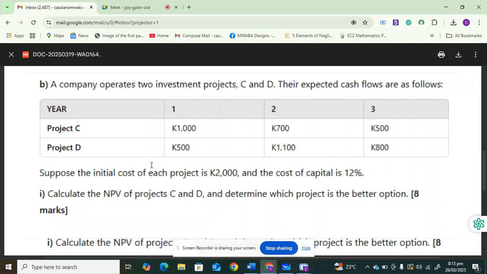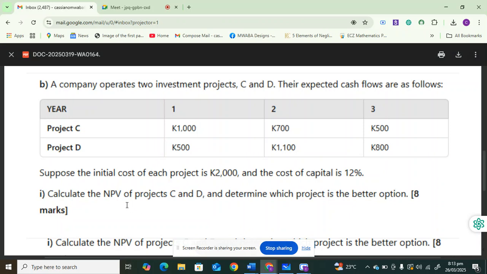Suppose the initial cost of each project is 2,000 kwacha. The cost of capital is 12%. By cost of capital we just mean the cost of borrowing. This can be the interest rate. You got a loan and the interest rate is 12%. Because to invest in these projects, you may need to get a loan. And the interest rate for that loan is 12%. So calculate the net present value of project C and D and determine which project is the better option.